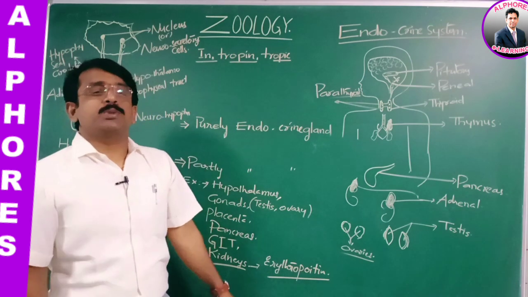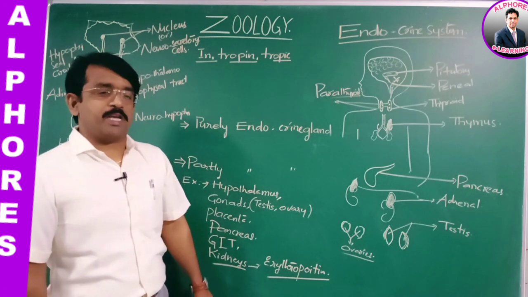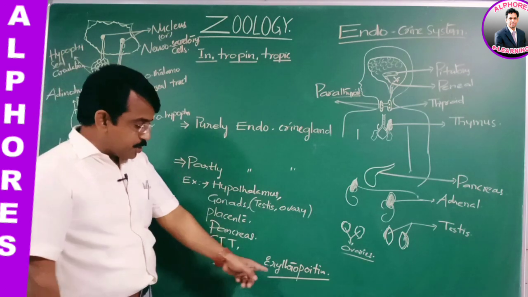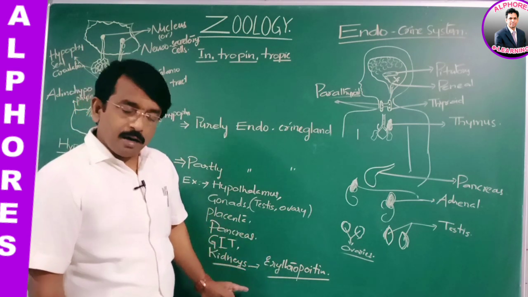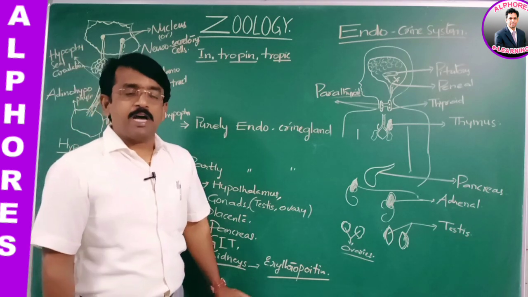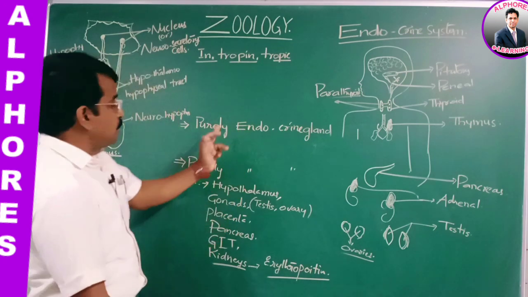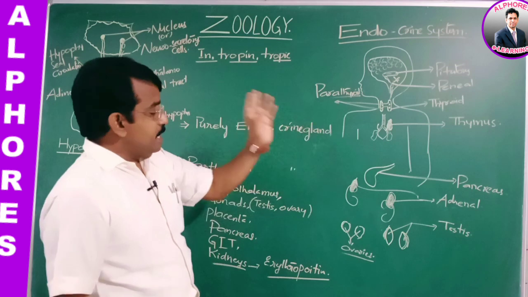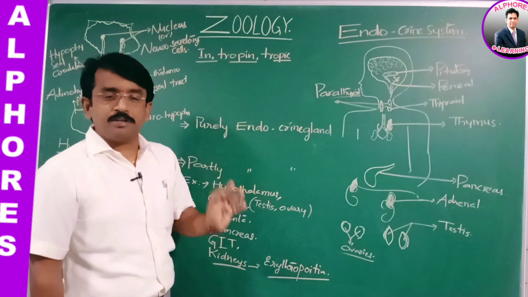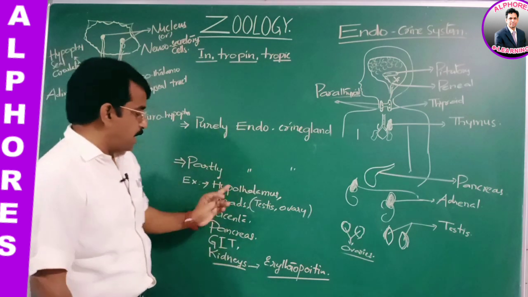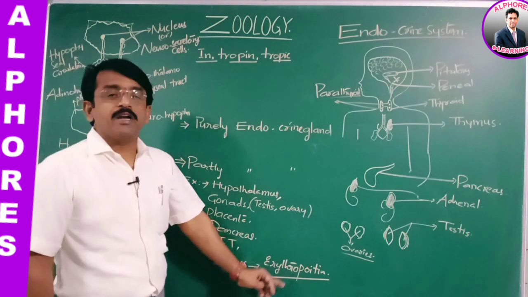As we discussed in the tissues, if a condition of anemia takes place, the kidney is stimulated and secretes erythropoietin. This erythropoietin stimulates the erythroblast cells, that is the stem cells, to produce RBC. This is the detail: purely endocrine glands are none other than pituitary, pineal, thyroid, parathyroid, thymus and adrenal, whereas partly endocrine glands are hypothalamus, gonads, placenta, pancreas, gastrointestinal tract and kidneys.